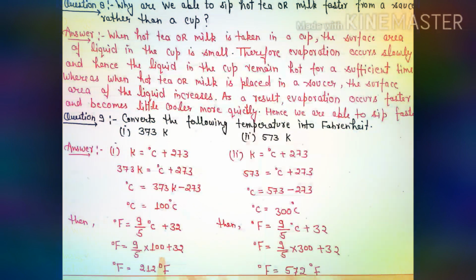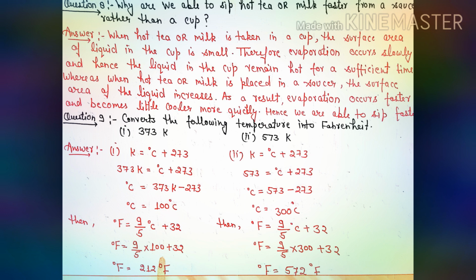Question number 8, why are we able to sip hot tea or milk faster from a saucer rather than a cup? So the answer is, when hot tea or milk is taken in a cup, the surface area of the liquid in the cup is small. Therefore, evaporation occurs slowly and hence the liquid in the cup remains hot for a sufficient time. Whereas when hot tea or milk is placed in a saucer, the surface area of the saucer is more than the cup. As a result, evaporation occurs faster and it becomes cooler more quickly. Hence, we are able to sip faster.